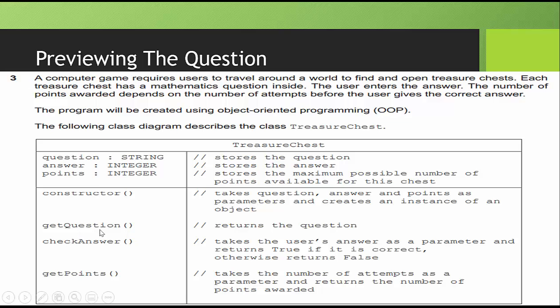Get question, this is a get method. So this is going to be a function or a non-void method if you're writing it in Java. Check answer. It takes a user's answer as a parameter. We need to know that. Returns true if it's correct, otherwise returns false. So we have a Boolean return type there. And because it's returning, we also know that is going to be a function, or again, another non-void method. And then get points, that is going to be a get method. We're going to be returning something, and right here it returns the number of points awarded. So let's go ahead and dive into this question and start answering all of these.